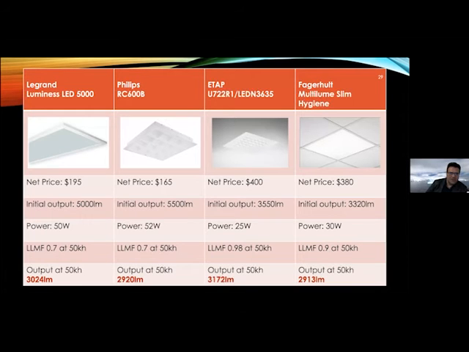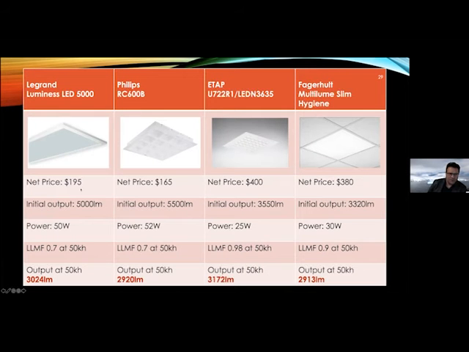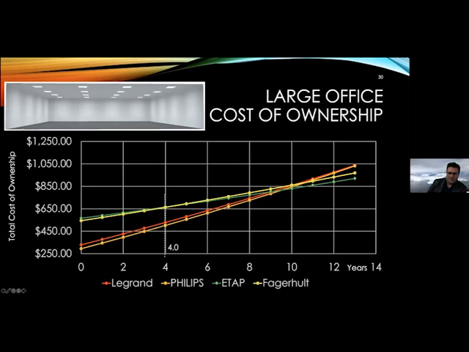Here is an example of what we compared: Legrand, Philips, ETAP, Fagerholt, luminaires with different outputs, and maintained output at the end of a 50,000 hours lifetime. So what we've got here, let me observe. We've got 2 products which are relatively cheap on the left, and we've got 2 products which are a bit more expensive, or significantly more expensive. So how is this all going to end up?